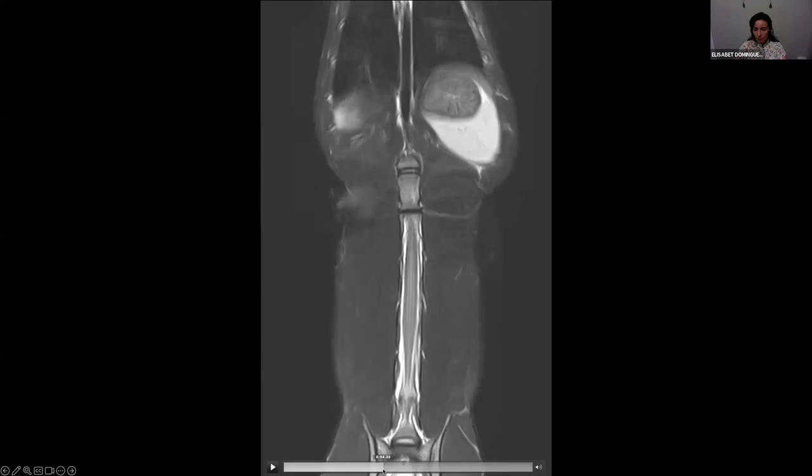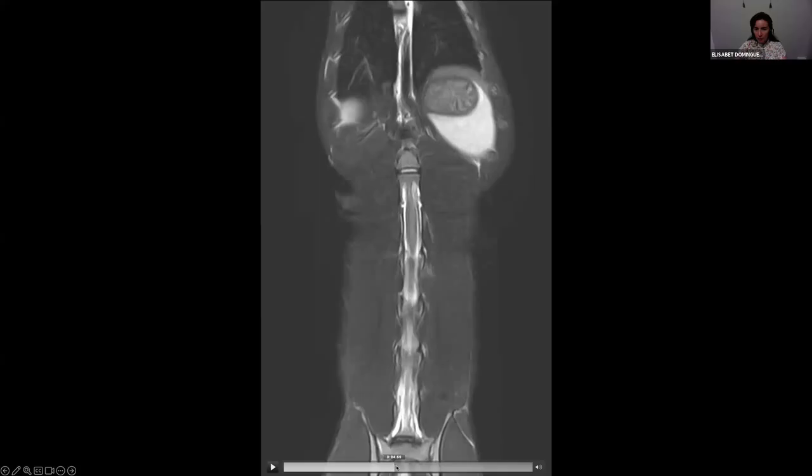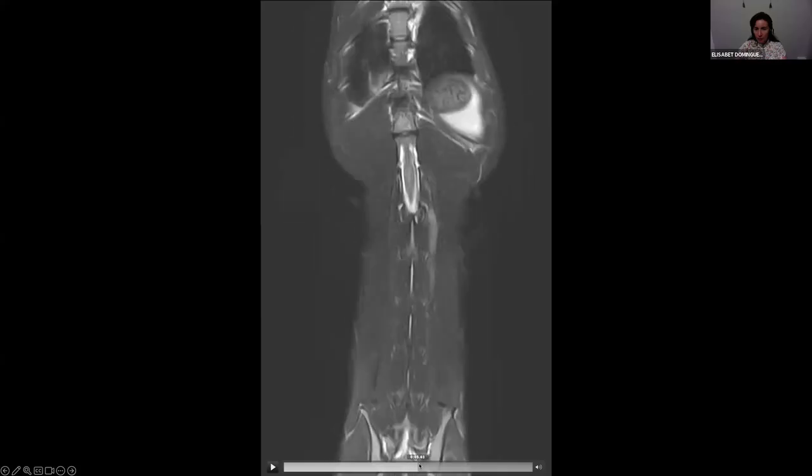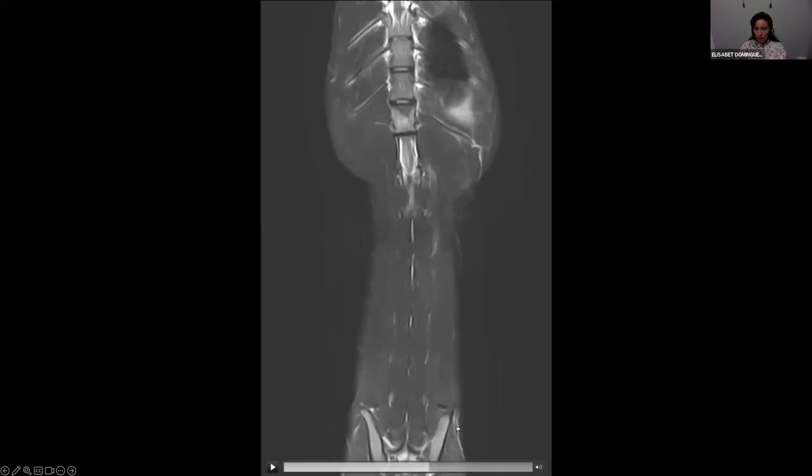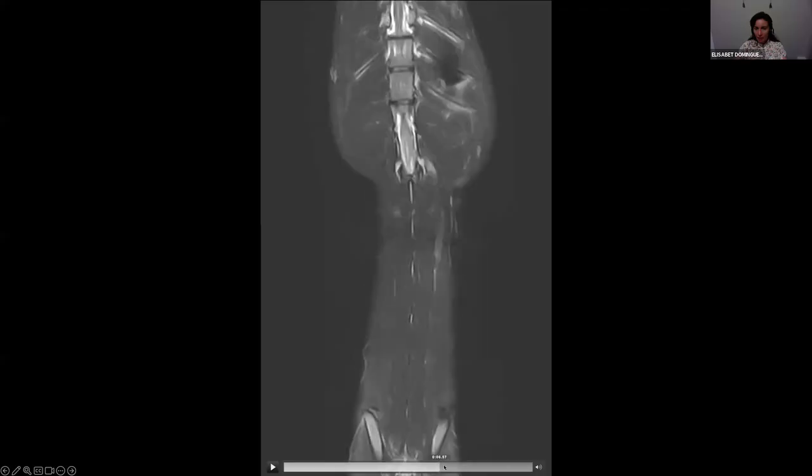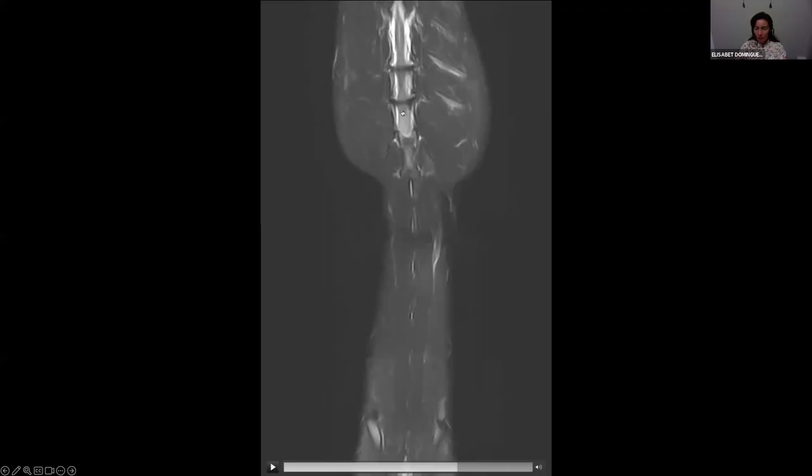I'll move a little bit back. So that's normal spinal cord. And as we move more dorsally, we see the changes in the vertebrae. And if we move a little bit more, we see also that the spinal cord parenchyma is a little bit hyperintense.